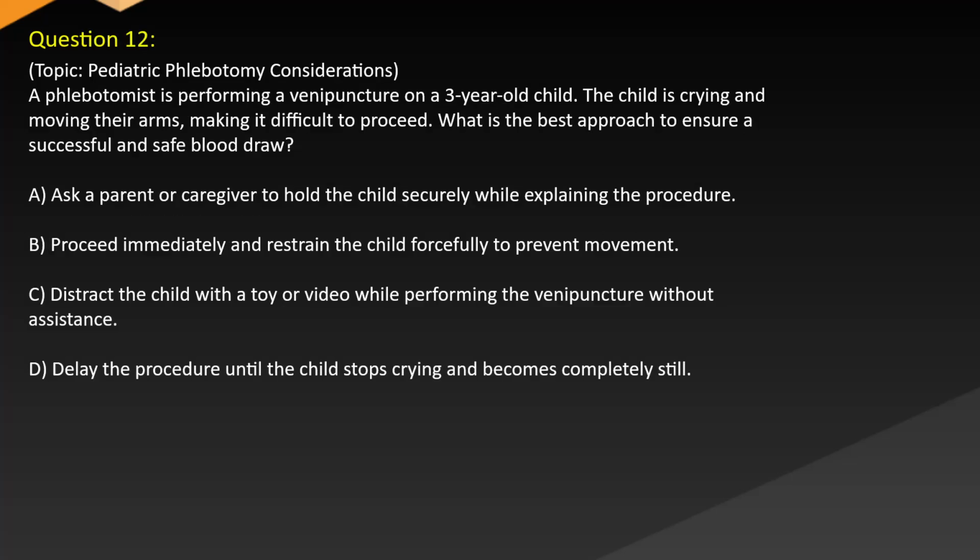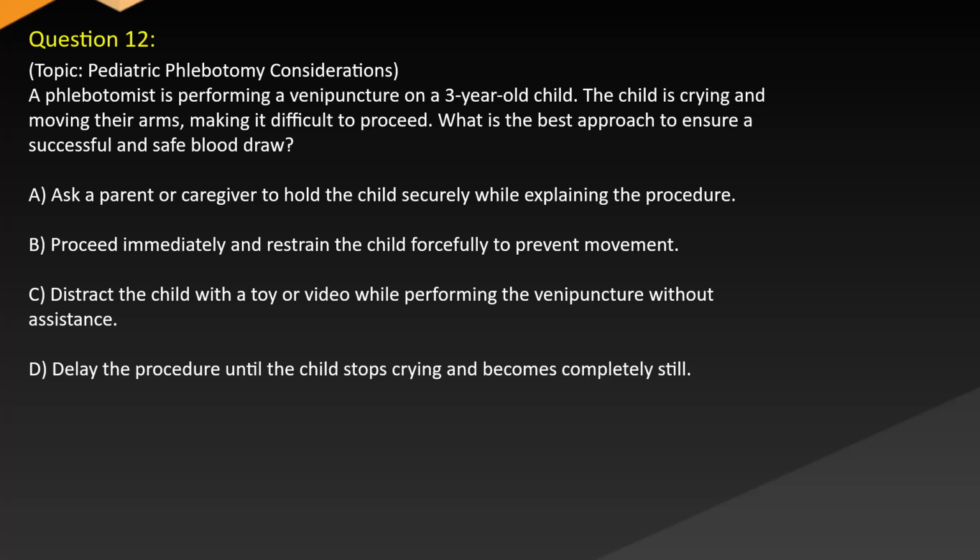Question 12. Topic: Pediatric phlebotomy considerations. A phlebotomist is performing a venipuncture on a 3-year-old child. The child is crying and moving their arms, making it difficult to proceed. What is the best approach to ensure a successful and safe blood draw?